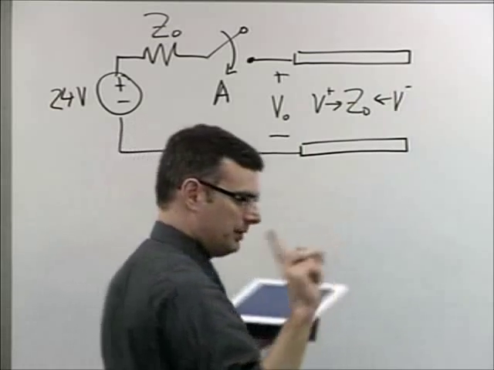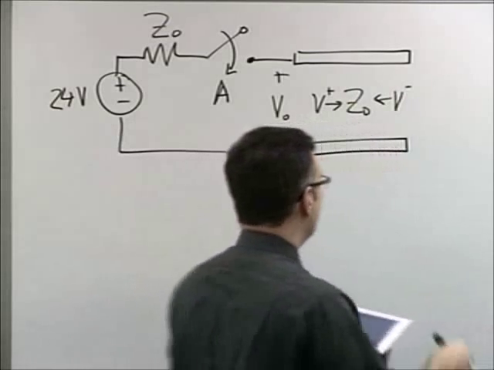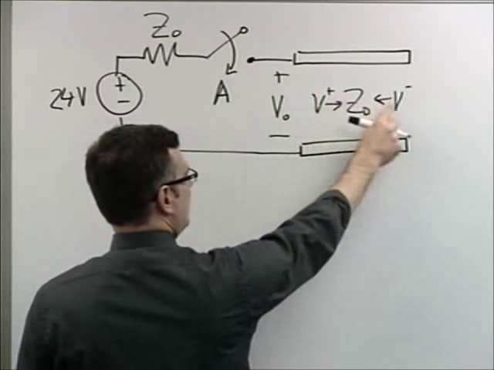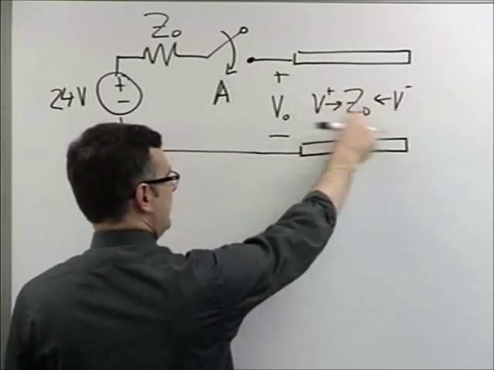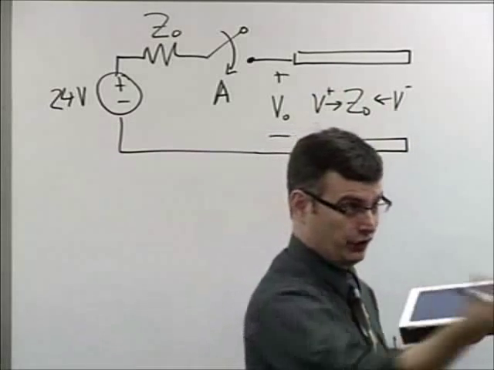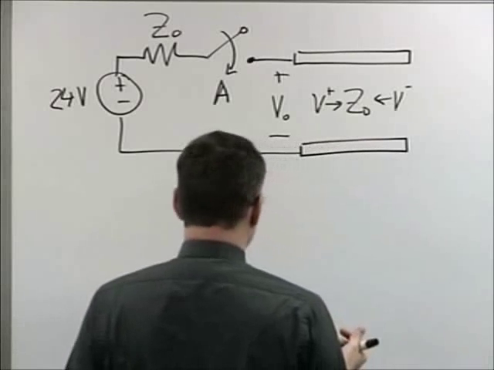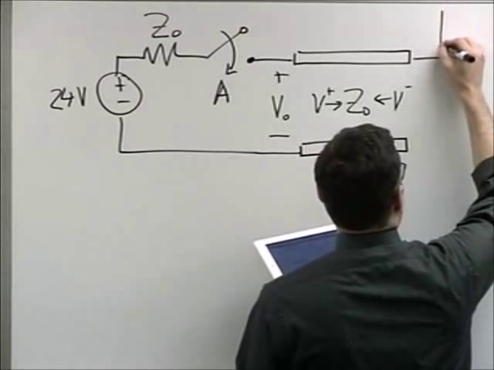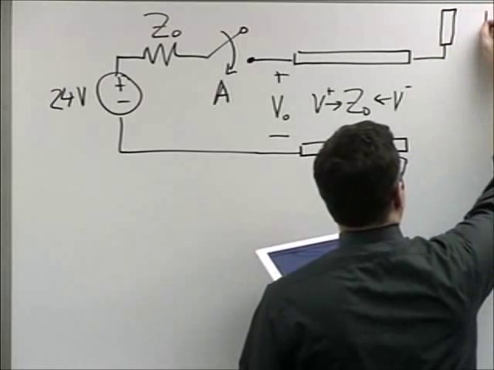Yeah. Notice that V plus is measured at the front of the line and V minus is measured at the back of the line. So just keep in mind that even though it's a V plus and a V minus, they're taken at two different points of reference. Because in these transient problems, they can be different at the front of the line versus the back of the line. Then this thing is connected to an open circuited transmission line.